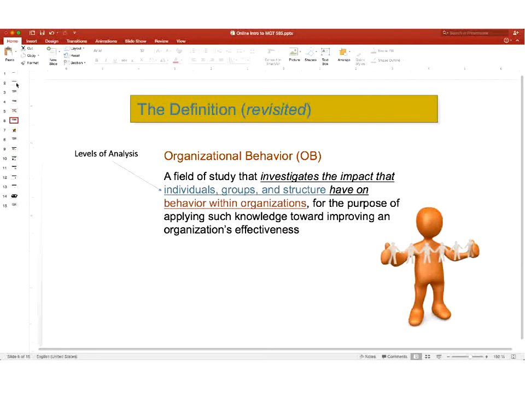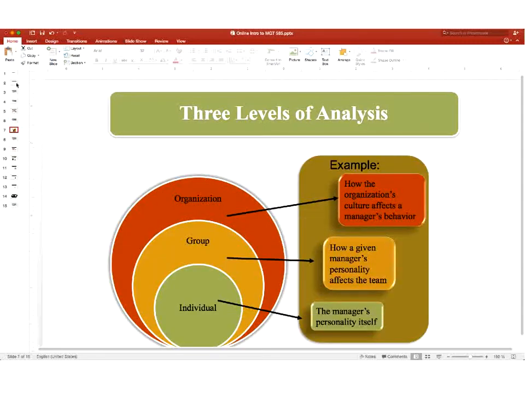The next part of the definition is individuals, groups, and structure. And what we're really talking about here is levels of analysis. We will focus our attention on three levels of analysis, which is the individual level, or the person, that could be the manager or the employee. Then the group level, or how these individuals act within groups. And then finally the organizational level, how we act as an organization and set a culture for our particular organization.